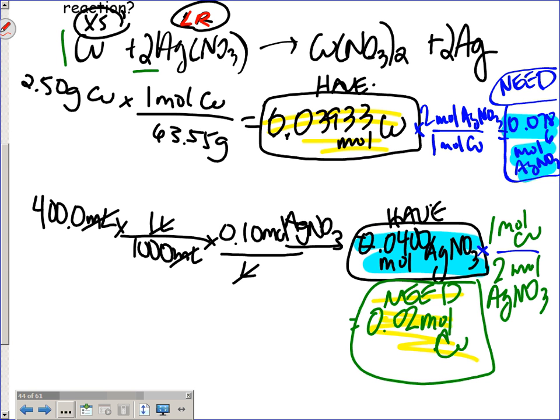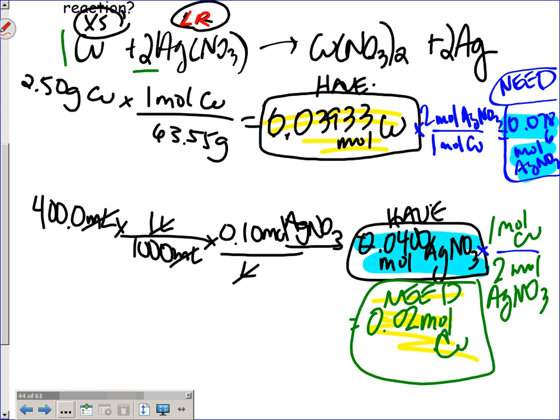Now that whole process you can write in this box. So what I'm saying to myself is, because it's the LR, I'm using the same amount of the LR, which is 0.04 moles, but in a ratio of 1 to 2. So I'm subtracting the full amount of the LR, but in the correct ratio, which is the 1 to 2 ratio. Guess what that is? What's 0.04 divided by 2? 0.02.